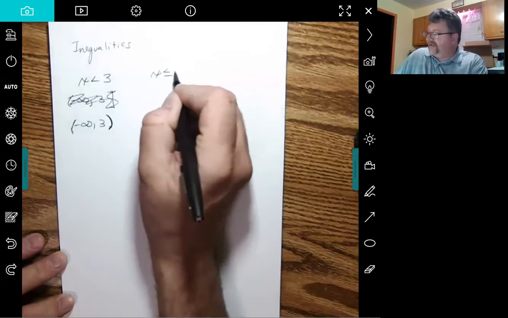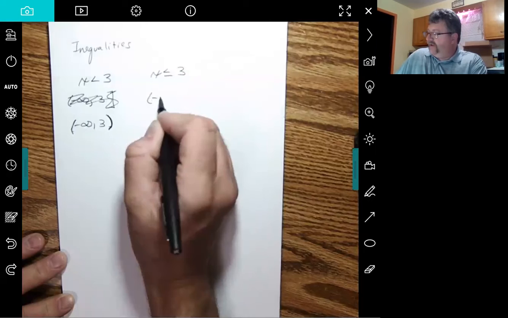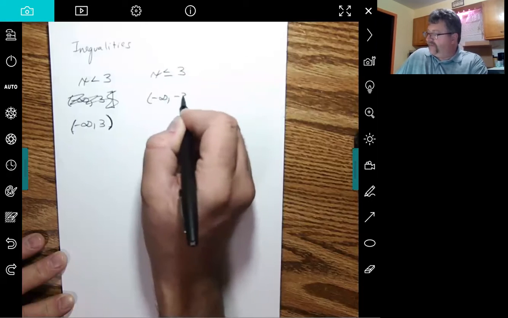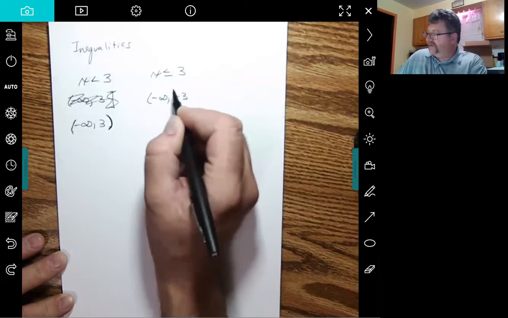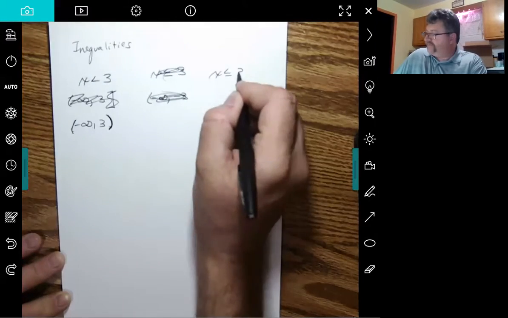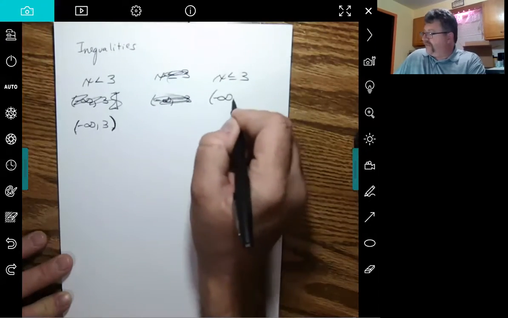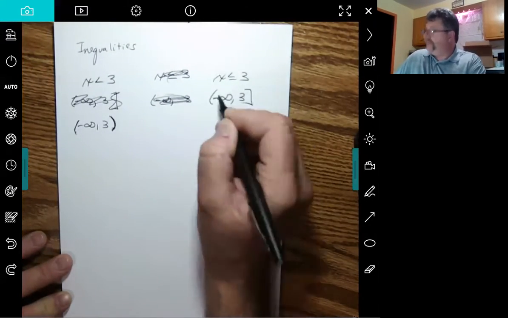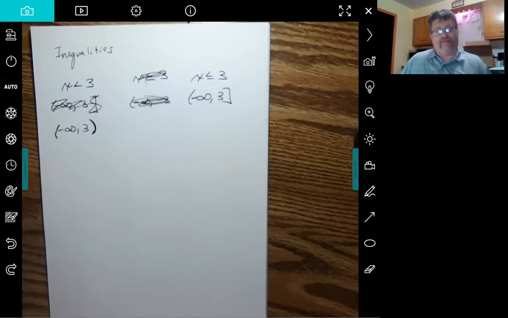If I had said less than or equal to 3, now it's going to get the square bracket because the square bracket means it's included. Okay, so that's how I would show all numbers less than or equal to 3.